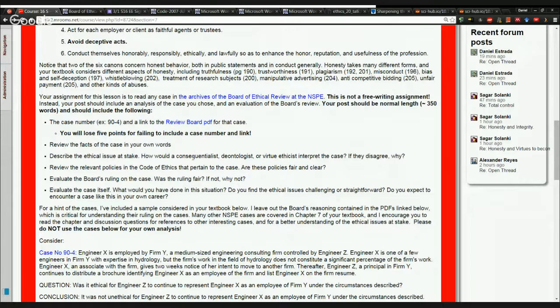So I want you to talk about both the case itself and some of these ethical theories. I want you to give an analysis, not just of the case, but also of the policies motivating the case. And then I want you to ask, is the ruling fair? Do you agree with the board's ruling or not? You might disagree.